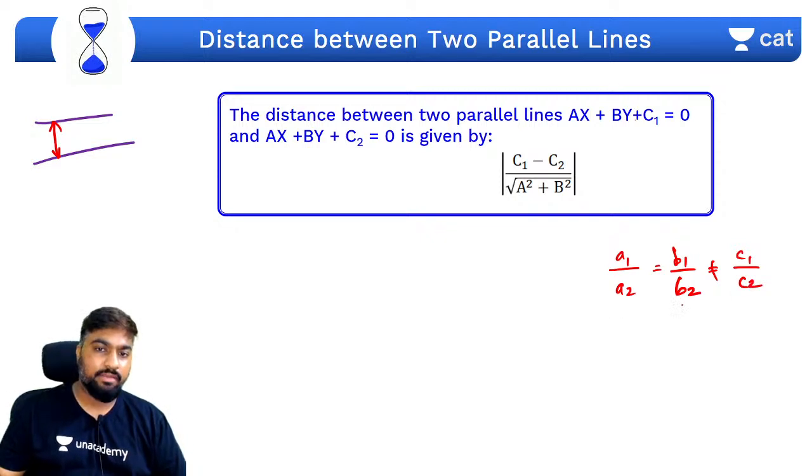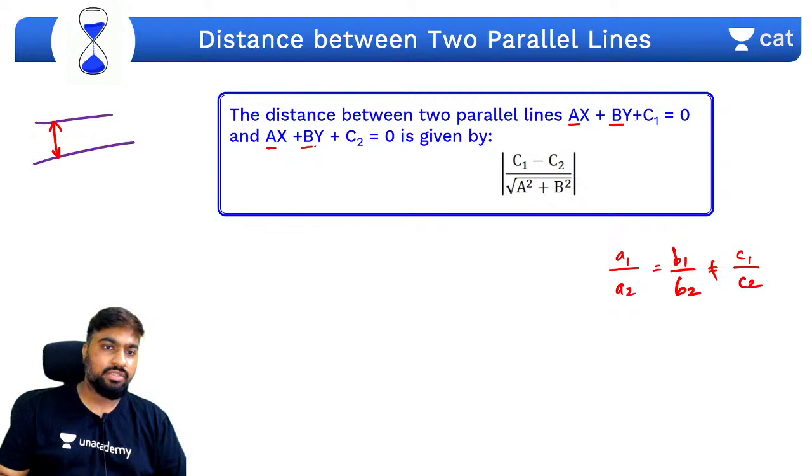So if a1/a2 and b1/b2 are equal, then you can consider the same coefficients of x and y, a and b, here and here. So this is given by what? The difference between the constants, c1 minus c2, divided by the square root of a square plus b square. So basically you're taking the perpendicular distance of this.